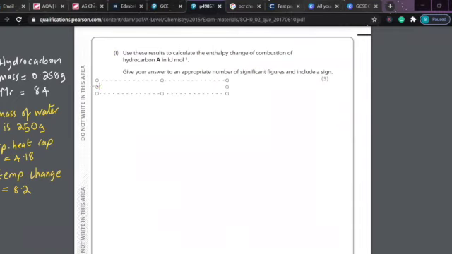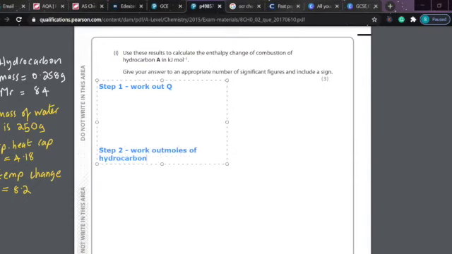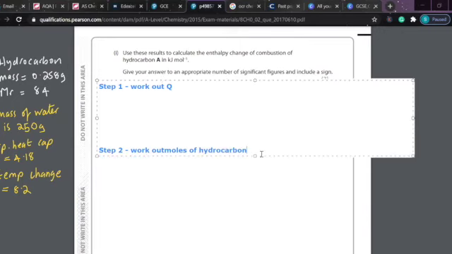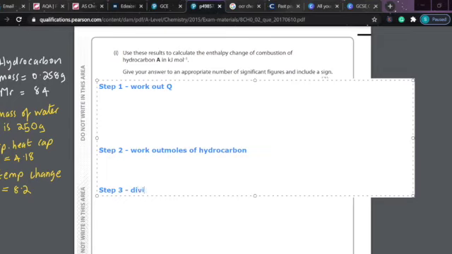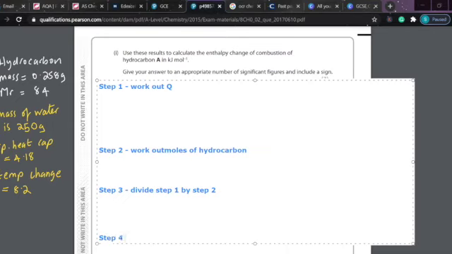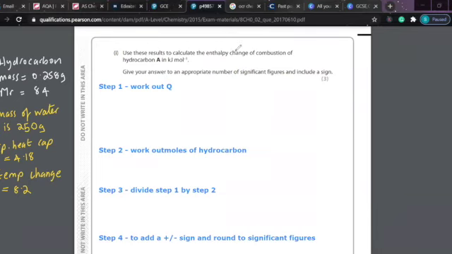As before, we're going to do our 4 steps. Step 1 is to work out Q. Step 2 is to work out the moles of the hydrocarbon. Step 3 is to divide the answer to step 1 by the answer to step 2. And step 4 is to add a plus or a minus sign depending on whether heat was given out or absorbed, and then round to the appropriate number of significant figures, which is usually 3. So let's get on with doing the working out.